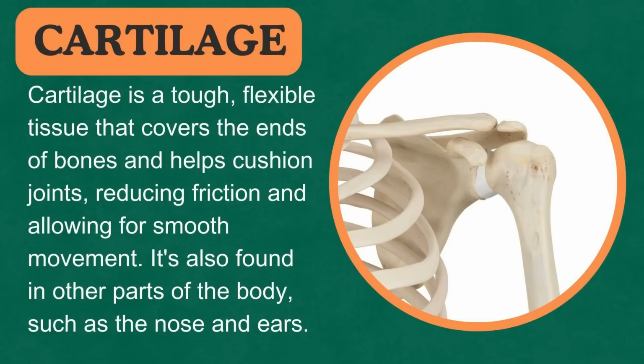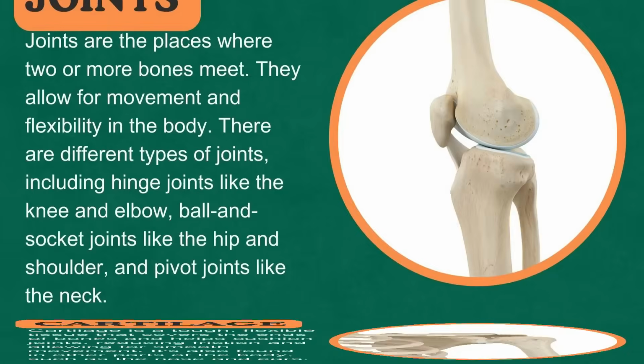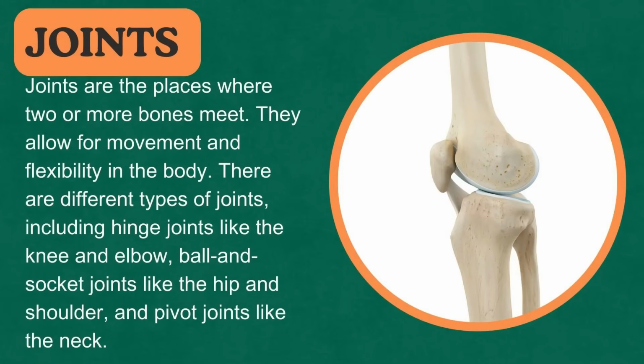Cartilage is a tough, flexible tissue that covers the ends of bones and helps cushion joints, reducing friction and allowing for smooth movement. It's also found in other parts of the body, such as the nose and ears. Joints are the places where two or more bones meet. They allow for movement and flexibility in the body. There are different types of joints, including hinge joints like the knee and elbow, ball and socket joints like the hip and shoulder, and pivot joints like the neck.